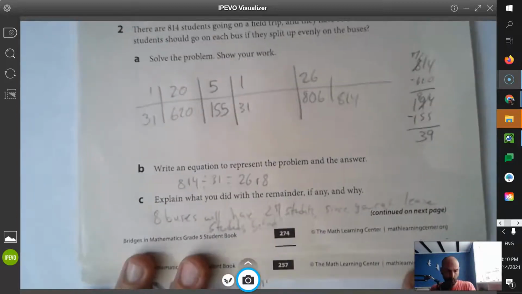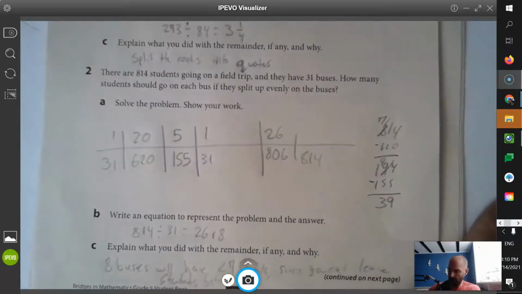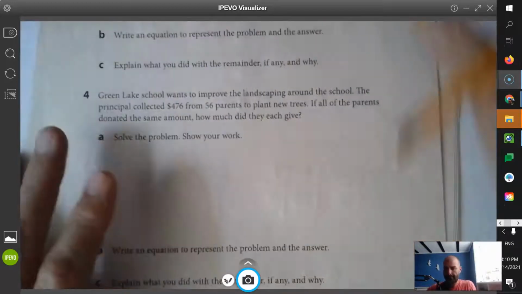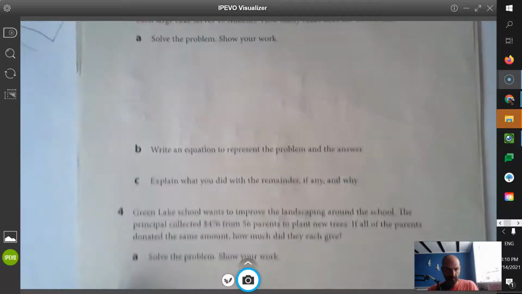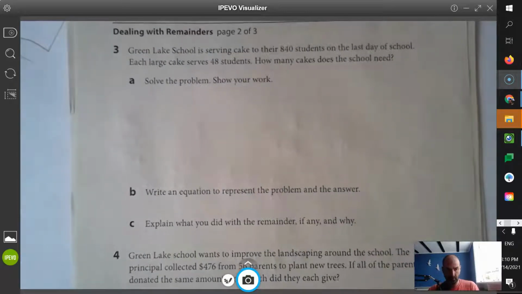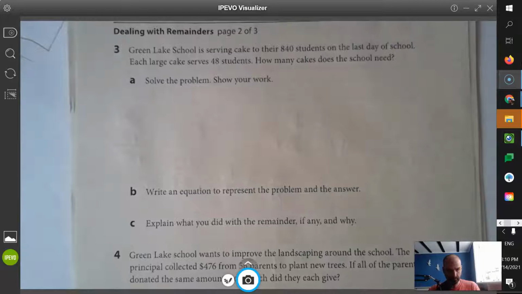Next one. Green Lake School is serving cake to their 840 students on the last day of school. Each large cake serves 48 students. How many cakes does the school need? So this is one of those groupings, because it's telling us how many. So I need to know how many groups I'm going to have here, or how many cakes I need. Each cake has 48 students.